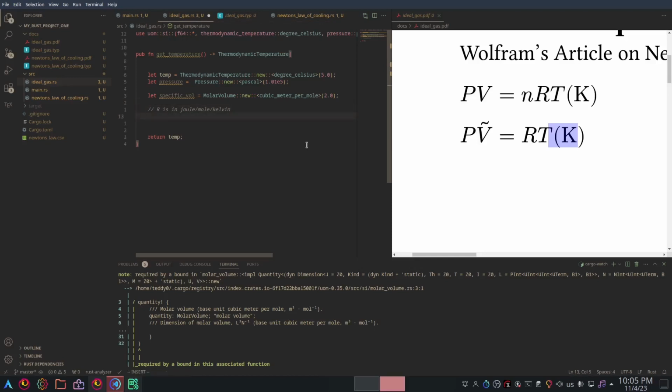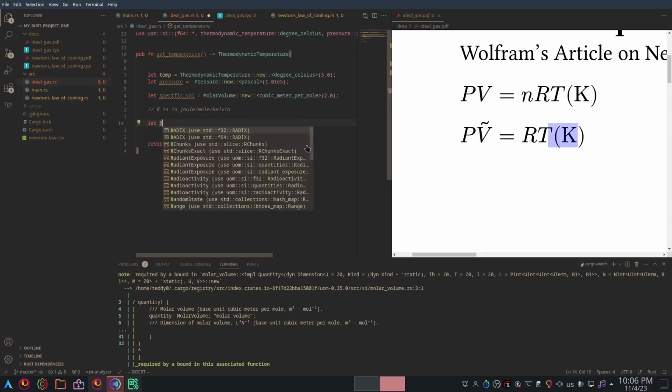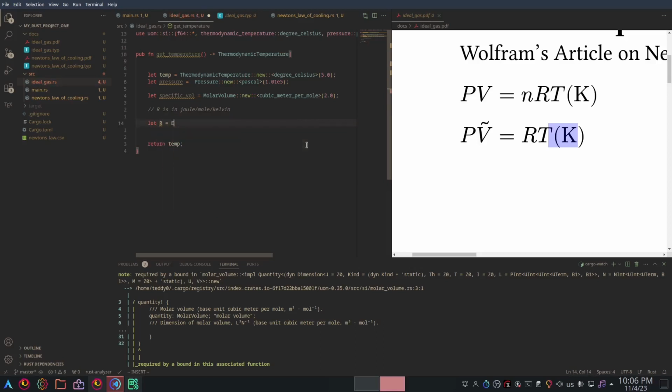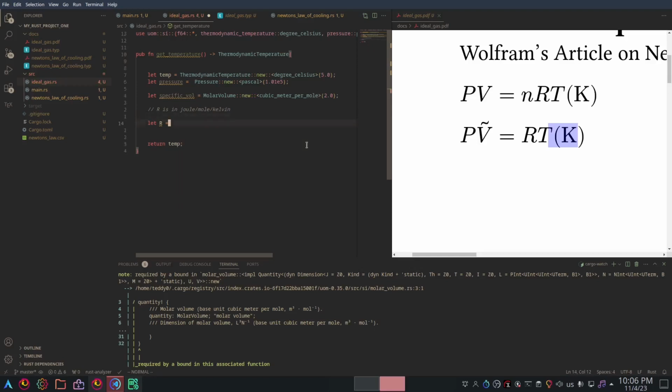I'll just tell you straight. This is actually entropy, right? Let R equal entropy. So is there a unit called entropy or specific entropy? Well, let's take a look.